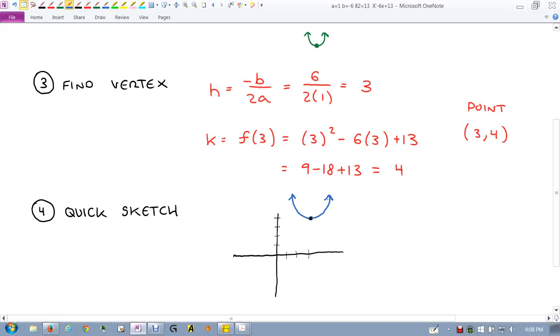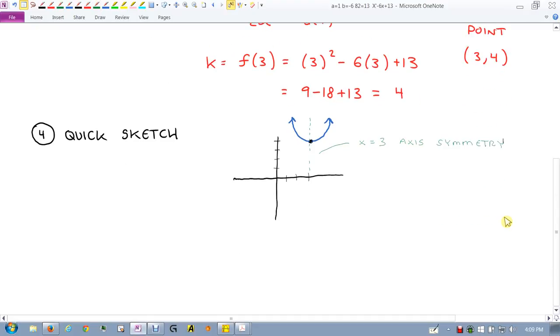Now, from this quick sketch, can you tell me what the axis of symmetry is? It's just that dotted line that goes up the middle. And we said the axis of symmetry will always be what? X equals H, which in our case will be 3. So the axis of symmetry is X equals 3. That's our axis of symmetry. Y'all okay with this?